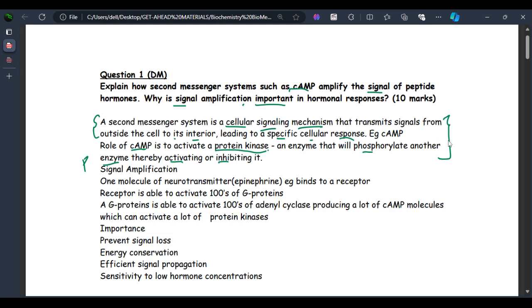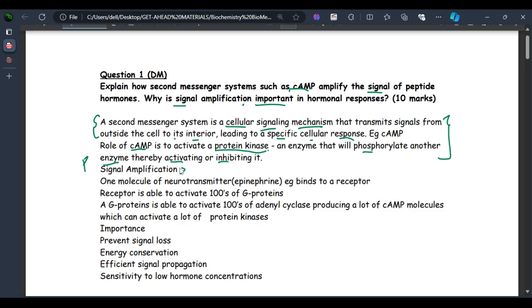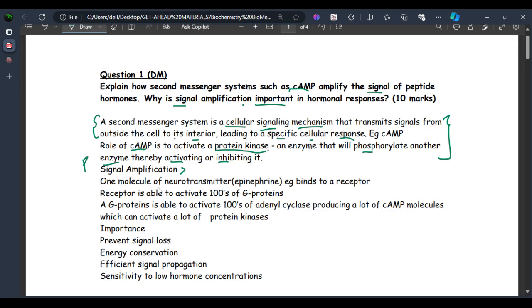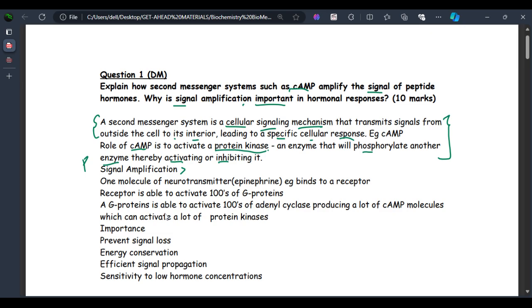So this is what we are doing in this first part, and then in the second part we are now going to what signal amplification is. So signal amplification is basically, from the two words, amplifying a signal is basically making the signal stronger. So how do you make a signal stronger in cell terms? And how is that important and how does that actually happen?